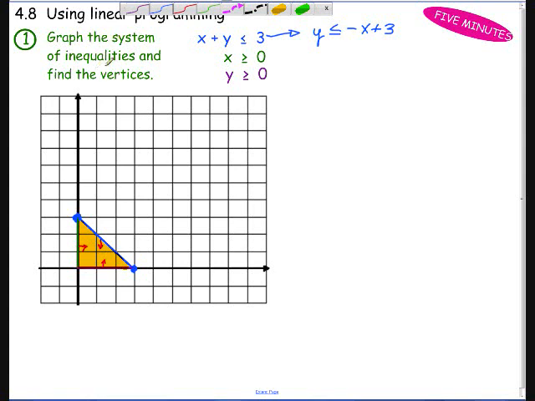Graph the system of inequalities and find the vertices. Okay, so let's go for finding the vertices. It seems to me fairly simple, isn't it? Here we've got one vertex at 0, 0. I've got another right here, which is at 0, 3, and still another here at 3, 0. So these are the vertices of my solution space.